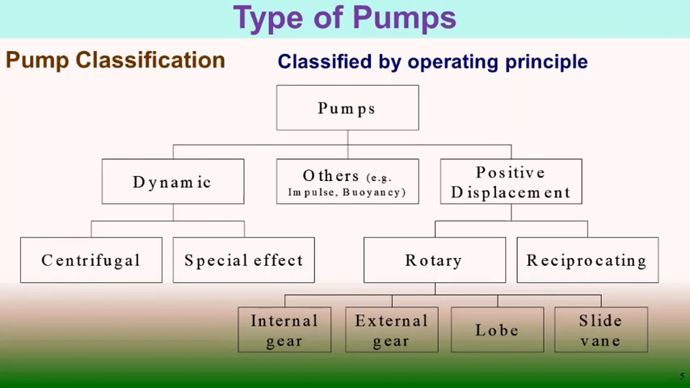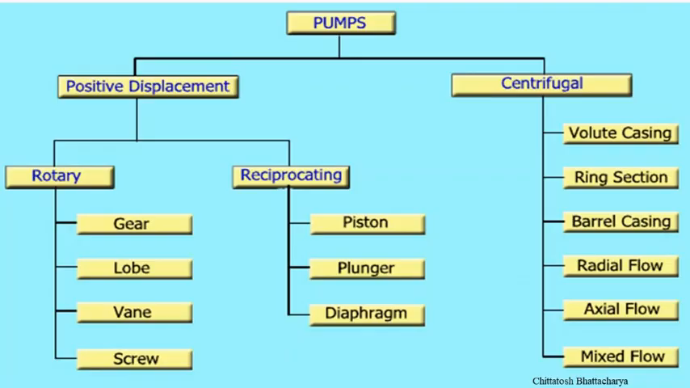In another pattern, we can arrange this pump classification as positive displacement pump and centrifugal pump. Positive displacement pump may be rotary, which may be divided further into 4 classes: gear pump, lobe pump, vane pump and screw pump. And reciprocating pumps may be piston type, plunger type and diaphragm type. Now the centrifugal pumps have volute casing and ring sections, barrel casing. They may be radial flow, axial flow or mixed flow.